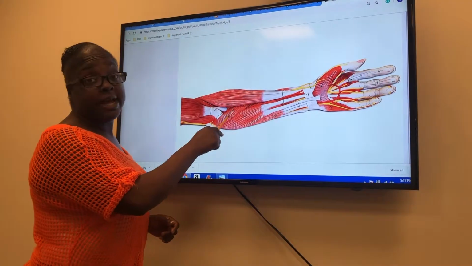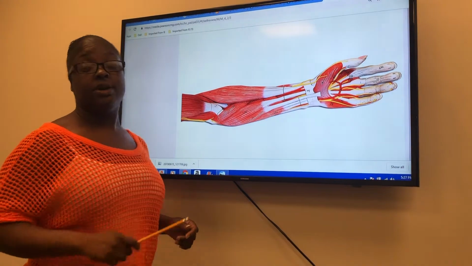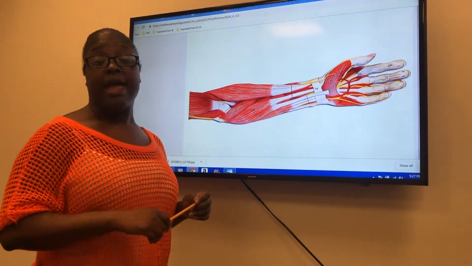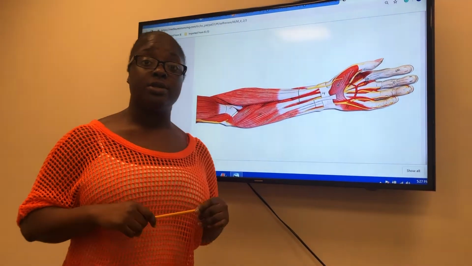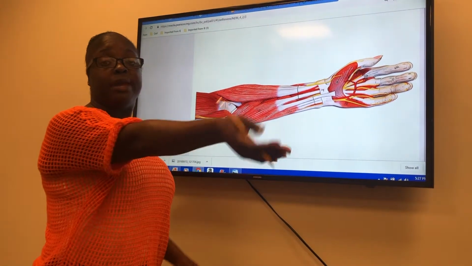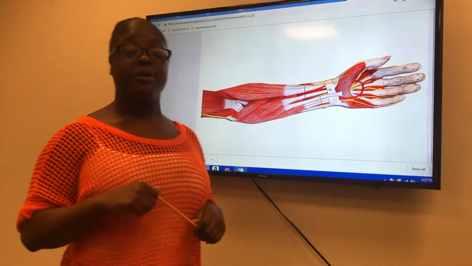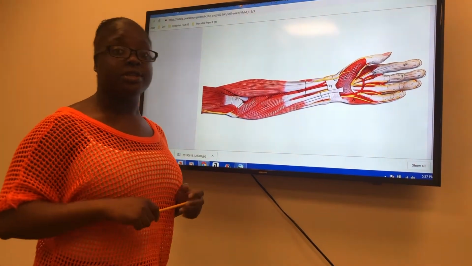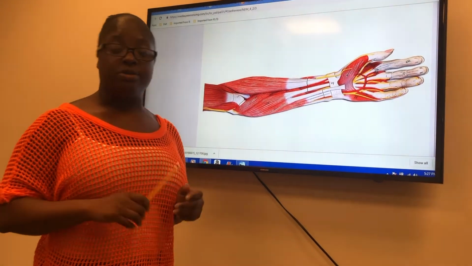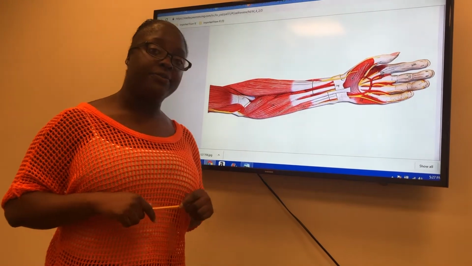This is the pronator teres. The origin is the epicondyle of the humerus. The action, pronates the forearm, is in the median nerve, and the insertion is in the common tendon into the lateral radius in the midshaft.